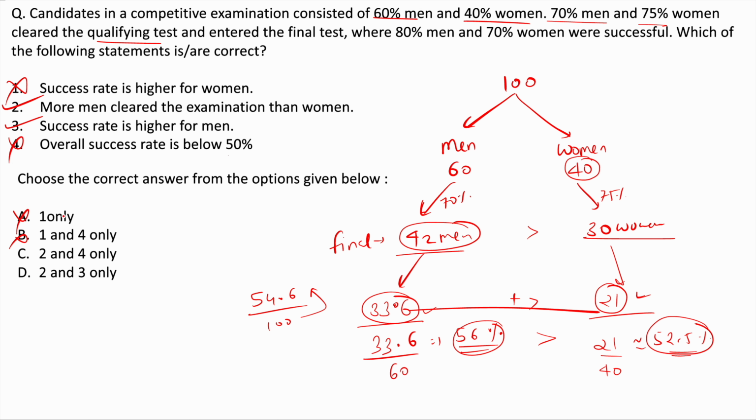The correct answer that sums up the entire thing is option D, 2 and 3 only. So very straightforward and simple question. That's how we do it. The answer is option D.